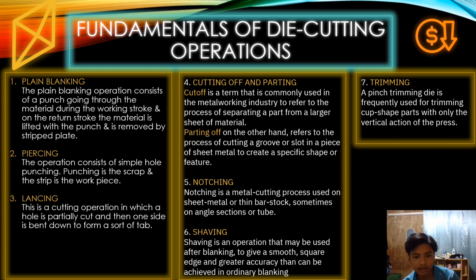Notching. Notching is a metal cutting process used on sheet metal or thin bar stock, sometimes on angle section or tube. Shaving. Shaving is an operation that may be used after blanking to give a smooth square edge and greater accuracy than can be achieved in ordinary blanking. Trimming. A pinch trimming die is frequently used for trimming cup-shaped parts with only the vertical action of the press.